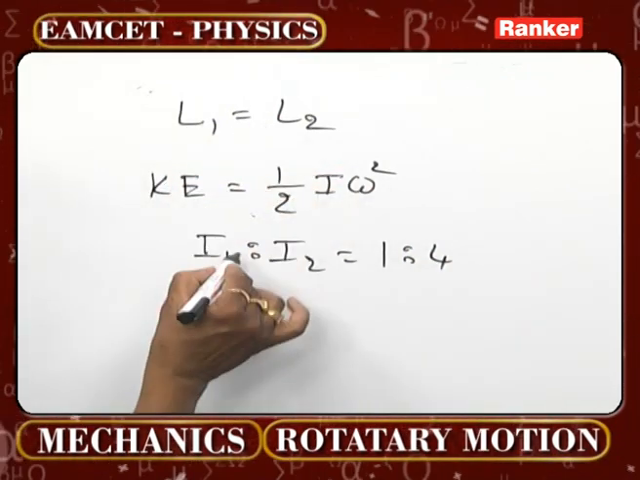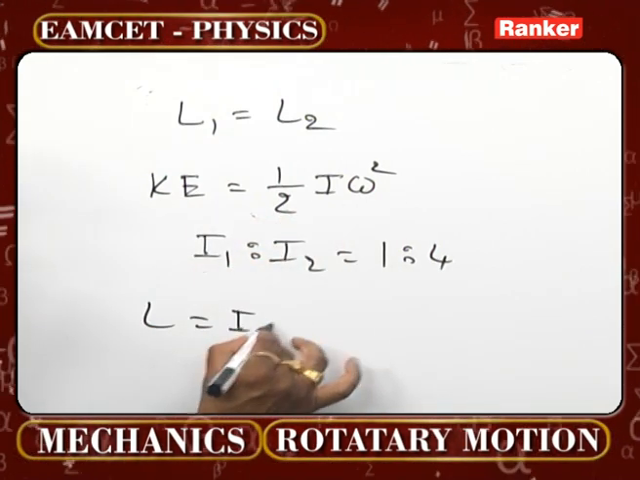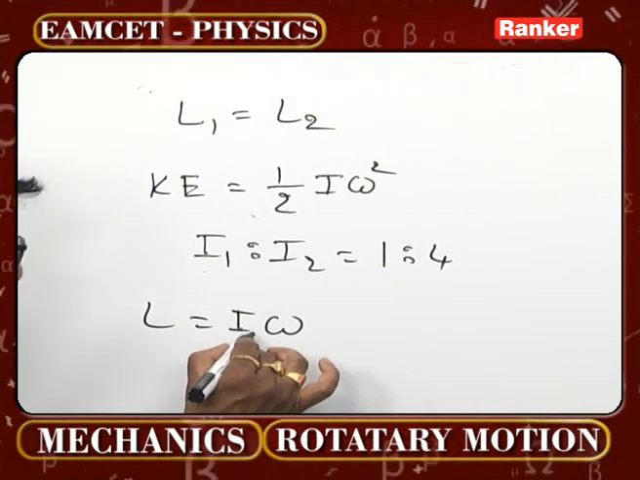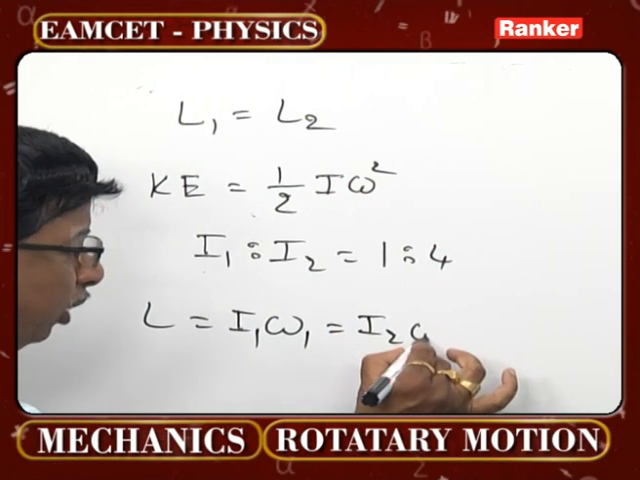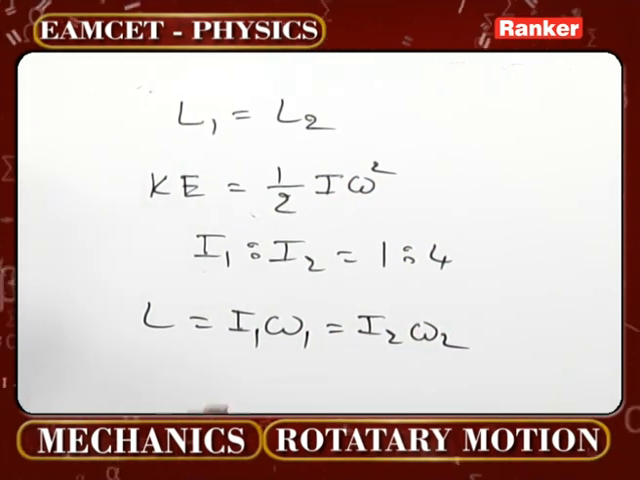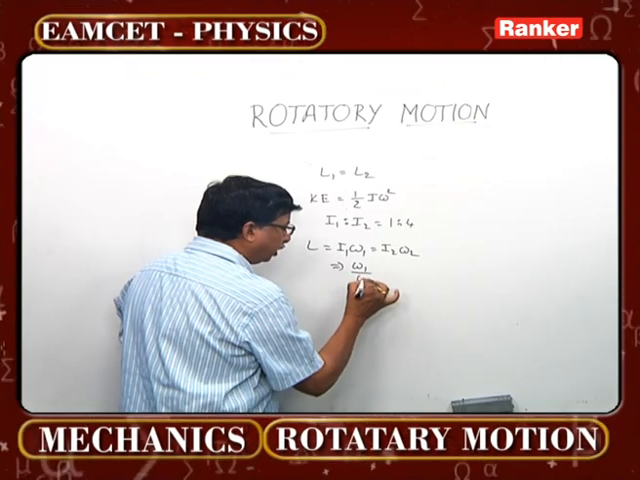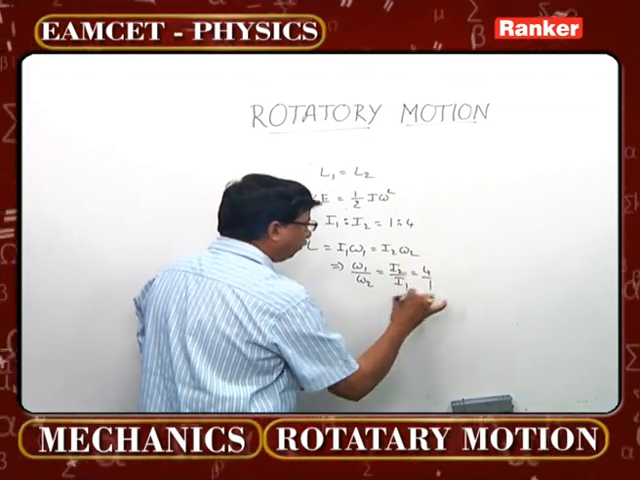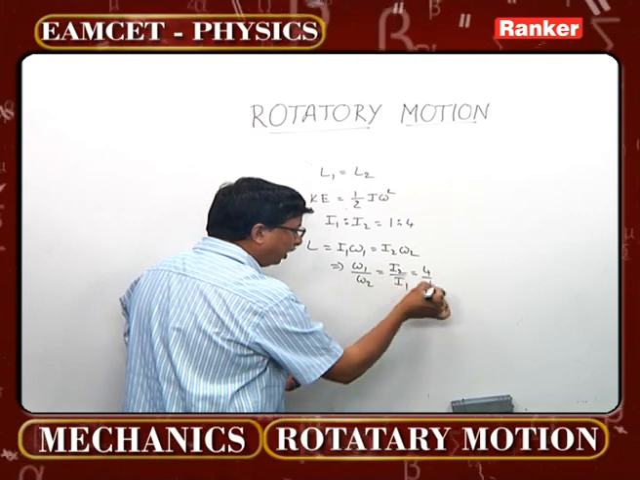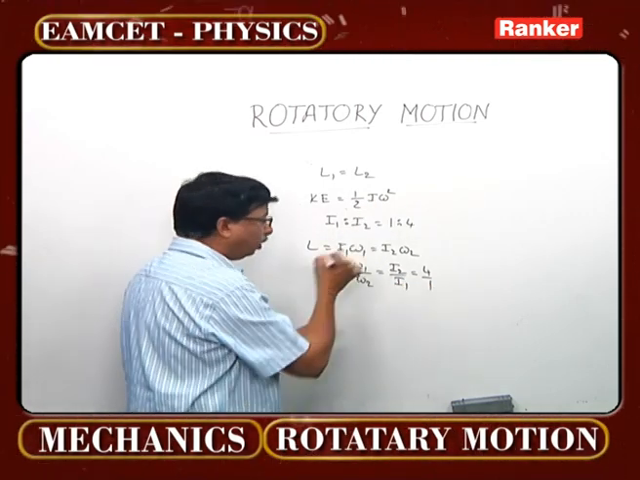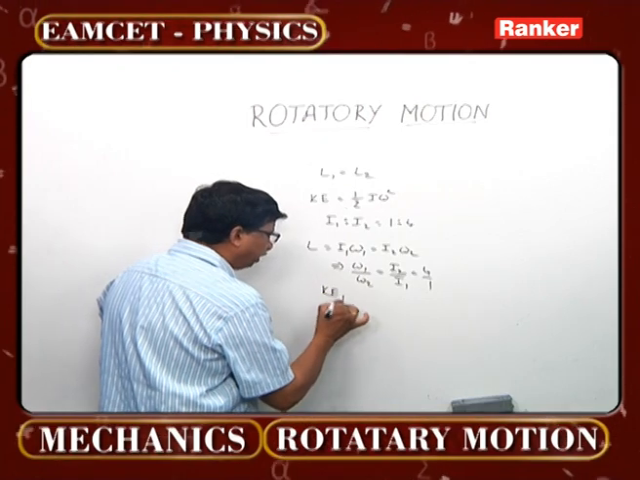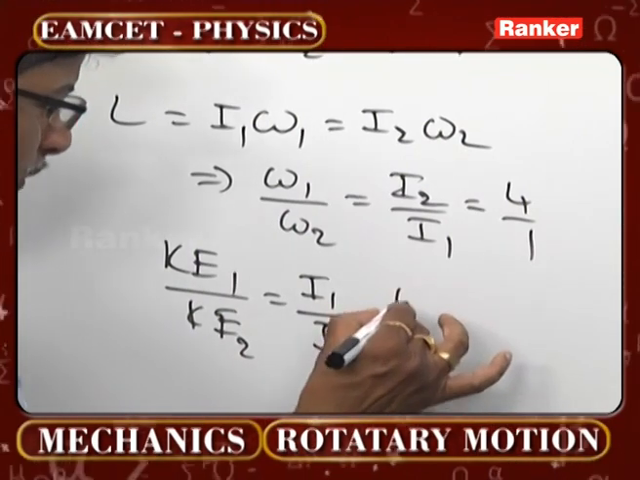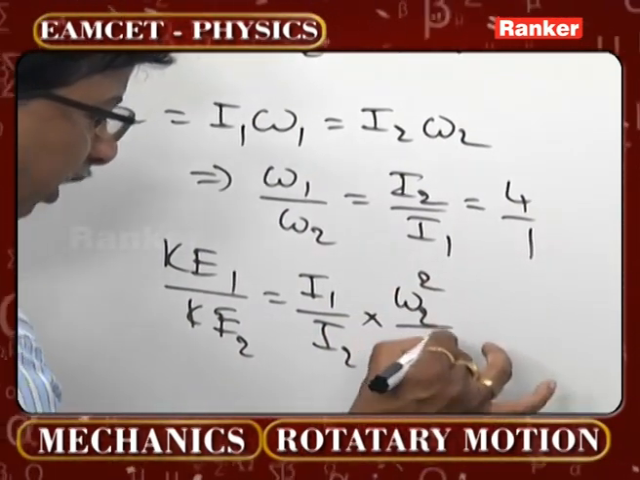Rotational kinetic energies, when I values are given, L is equal to I omega, the formula known to all of us. When L values are equal, I1 omega 1 is equal to I2 omega 2. That is the formula you can write, from which omega 1 by omega 2 can be written as I2 by I1. What is I2 by I1 please? 4 by 1. So omega 1 by omega 2 you have got, I1 by I2 also you know. Then what will be kinetic energy 1 by kinetic energy 2? It is I1 by I2 into omega 2 square by omega 1 square.